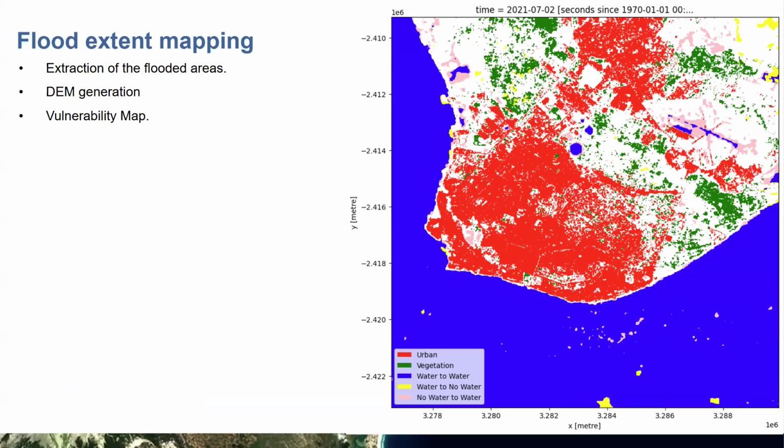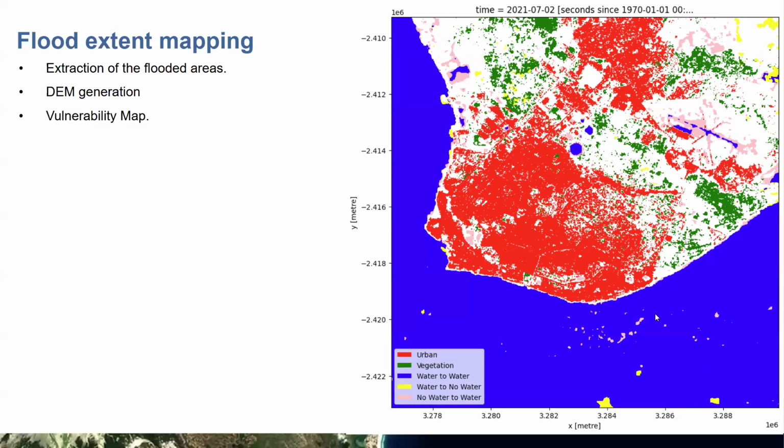Using the ESA dataset, we could also see that we did our vulnerability map. Now, we classified our classes with red being urban areas, green being the vegetation, blue the water to water, yellow being water to no water, and pink no water to water. Yellow, water to no water, can highlight a sense that evaporation might have taken place or a small drought phase happening. And then no water to water is where the areas have been flooded.